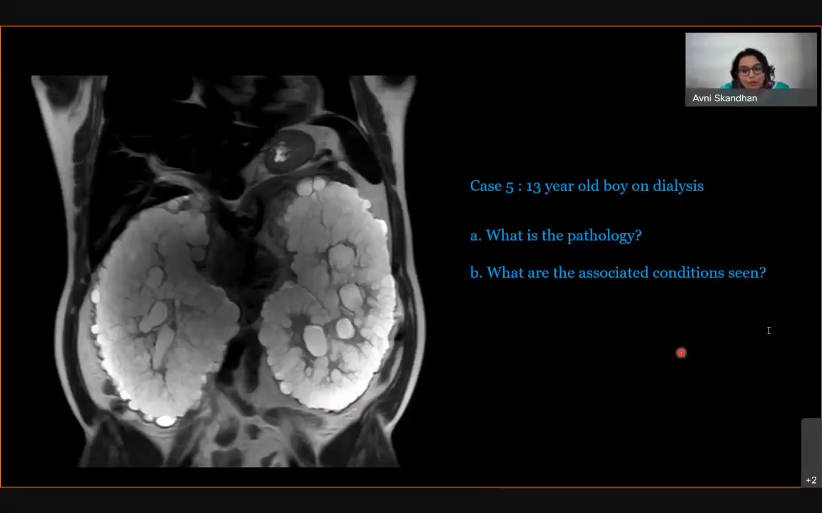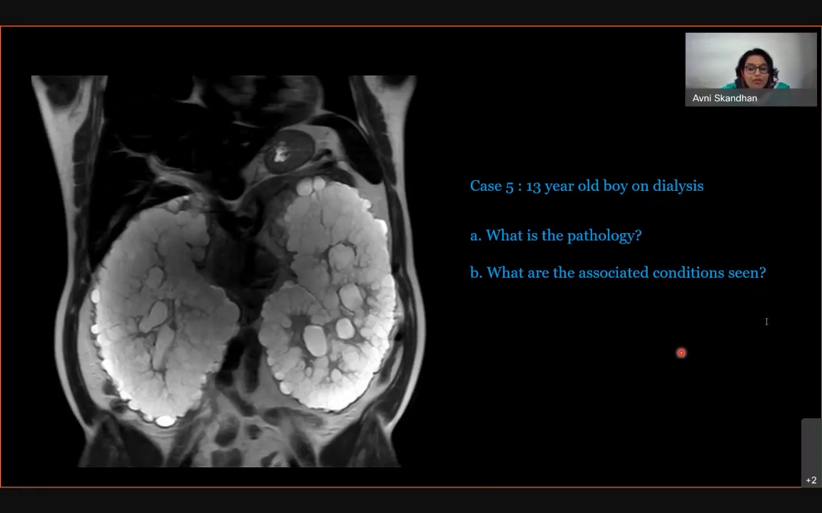Now, this is a 13-year-old boy. He is undergoing hemodialysis. So what is the pathology that you're seeing? Polycystic kidney disease, yes. ARPKD is yes. It is not ADPKD. It is ARPKD. Many of you have said ADPKD. When it is ADPKD, it presents late. It presents when they are adults. When it is recessive is when it starts presenting in childhood.